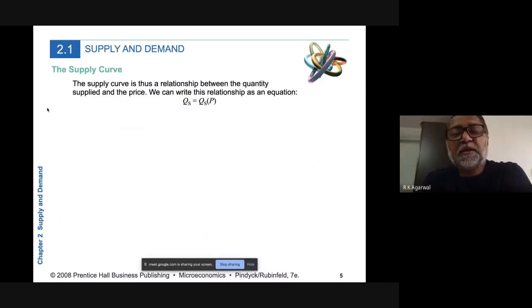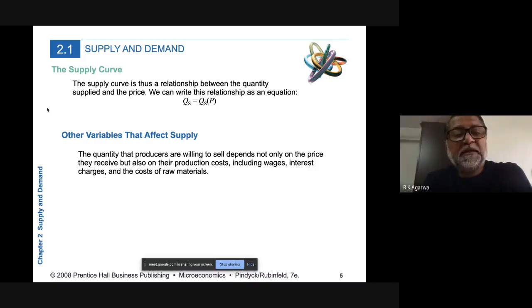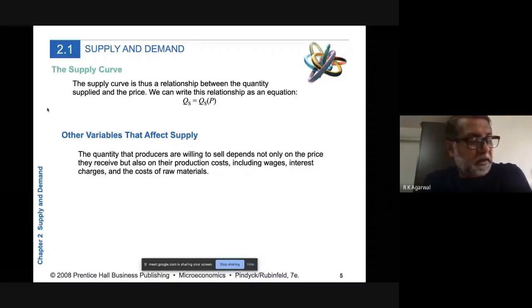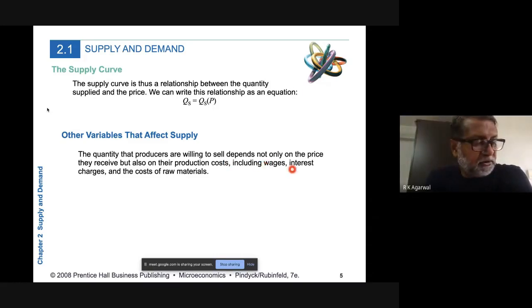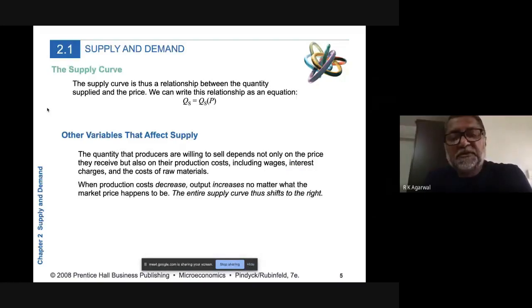This is the supply curve relationship. Then we have a few factors which we are calling other variables that affect supply. So what are they? For example, production costs, which include wages, interest, and cost of raw materials. When production costs decrease, output increases, no matter what the market price happens to be. The entire supply curve thus shifts to the right.